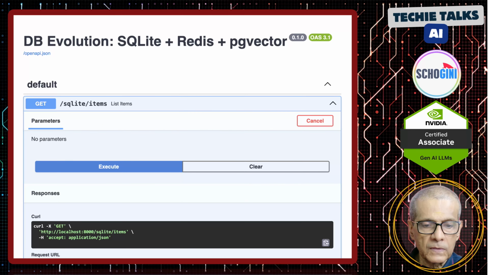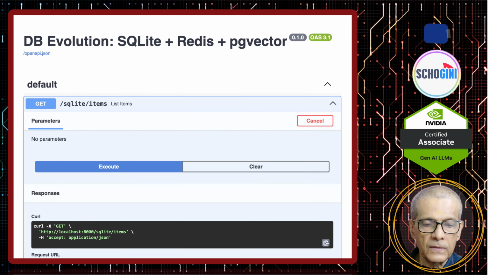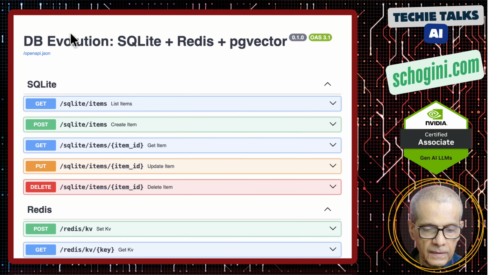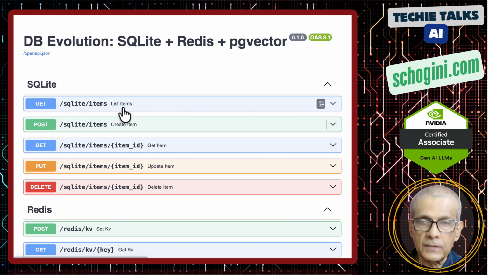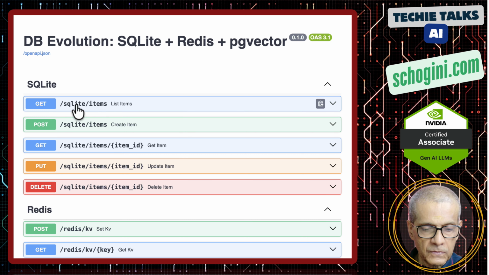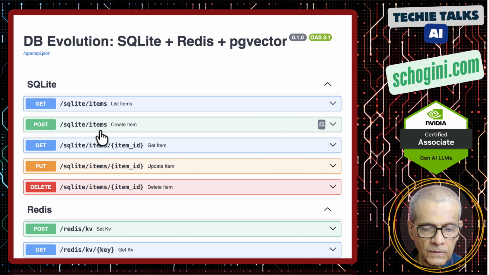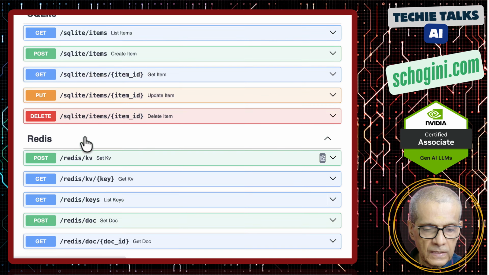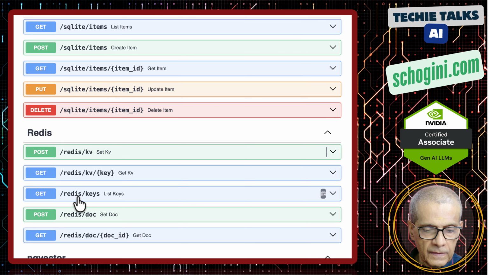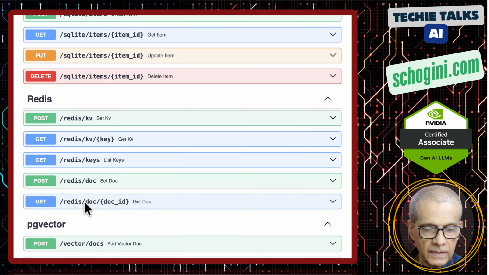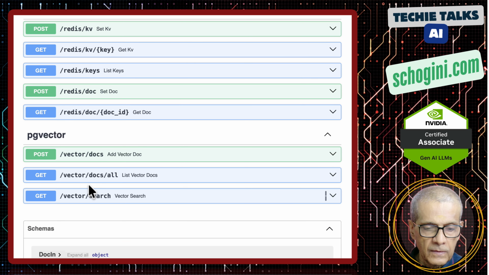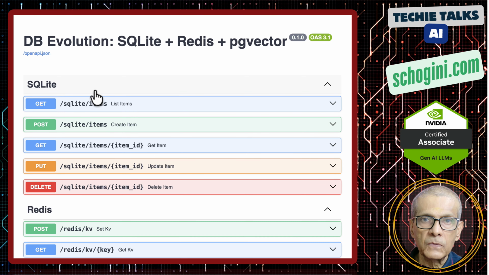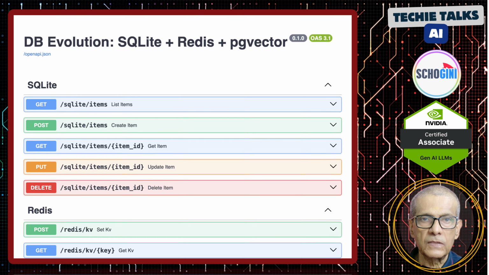If you browse the Swagger endpoint of this FastAPI, we will see all the endpoints which are exposed. Okay, SQLite items with item ID, and then the Redis section which stores key value, and then pgvector. But instead of testing it through this UI, we will use curl commands to test it.